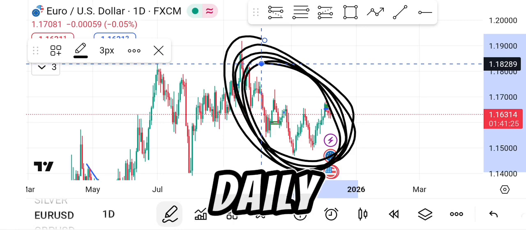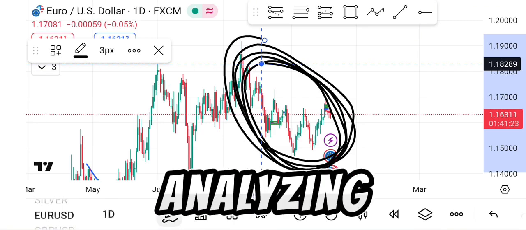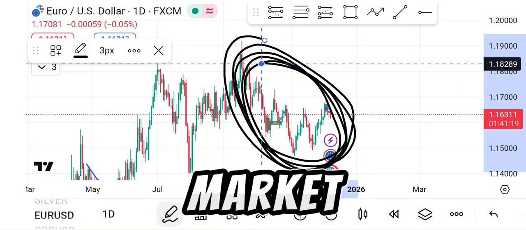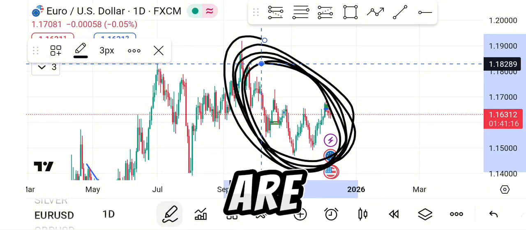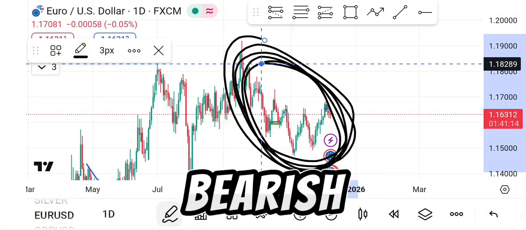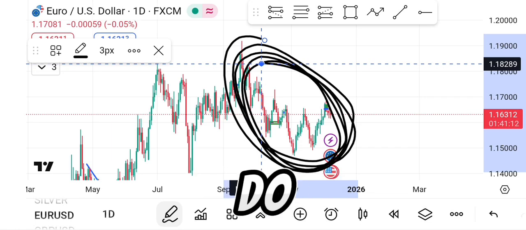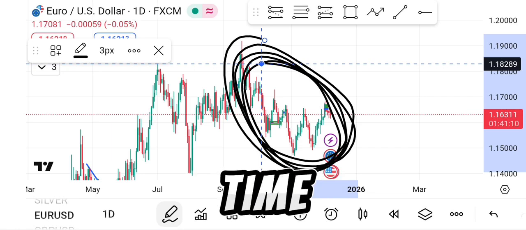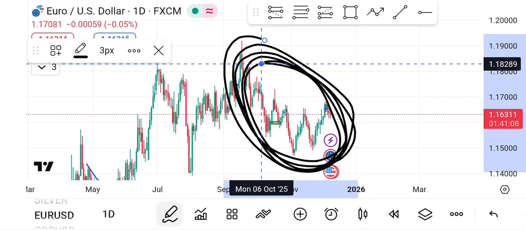And now we're on the daily time frame. The next thing you do when you're analyzing the market, any currency pair you're analyzing, you start from the daily time frame, check the direction of the market. Now I've confirmed that we are in an obvious bearish trend. The next thing you do now is to go on the 4-hour time frame.